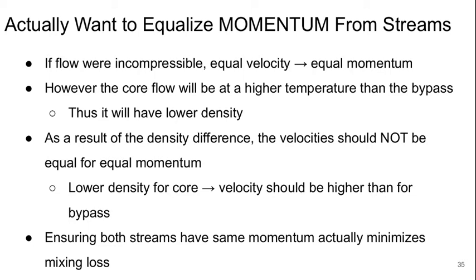If the flow is incompressible, then equal velocity would imply equal momentum. But the core flow is going to be at higher temperature than the bypass, and therefore it's going to have lower density. So as a result of that density difference, the velocities should not be equal to have equal momentum. The lower density for the core means that the core velocity should be higher than that of the bypass. And if we ensure both streams have the same momentum, that actually minimizes the mixing loss and is going to minimize our specific fuel consumption.